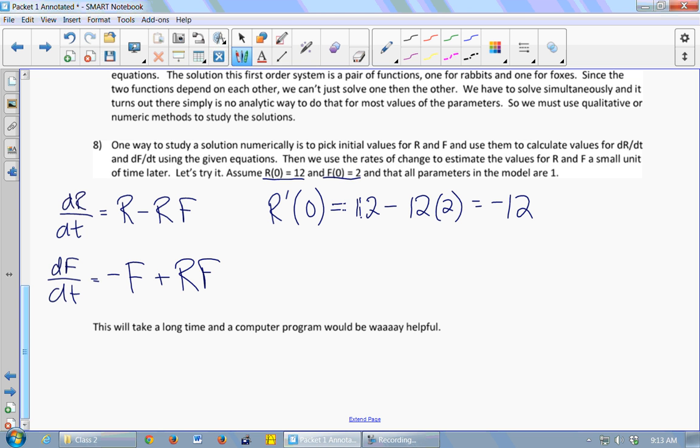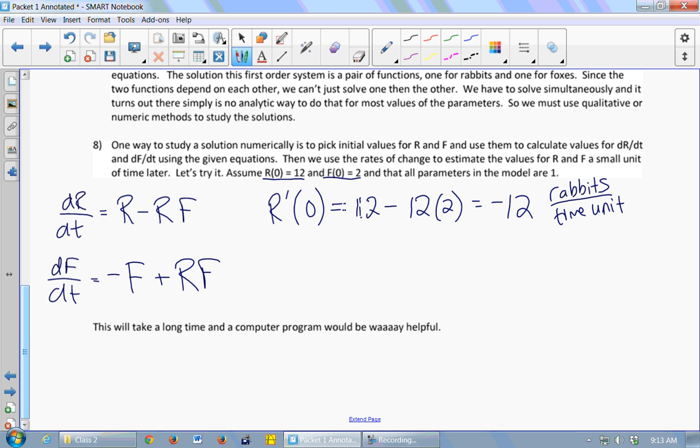Say rabbits per time unit. I didn't give the time units, I'm sorry. Per unit of time. So the rabbit population would be decreasing. 12 rabbits, 2 foxes, the rabbit population is going to decrease by 12 rabbits every unit of time.